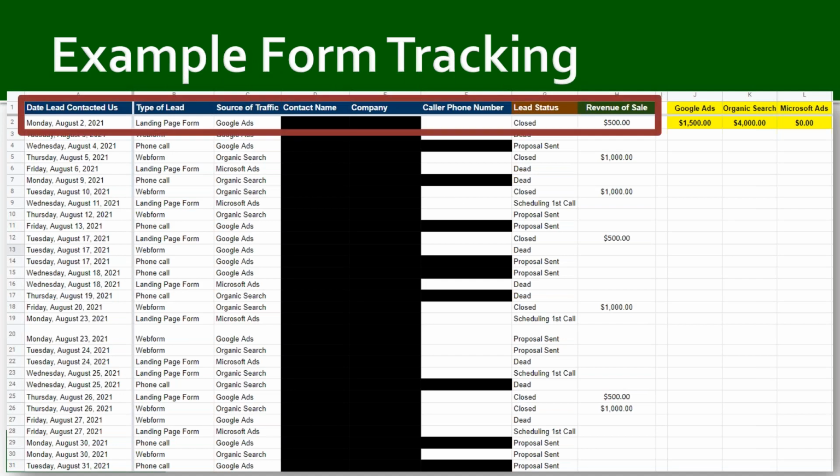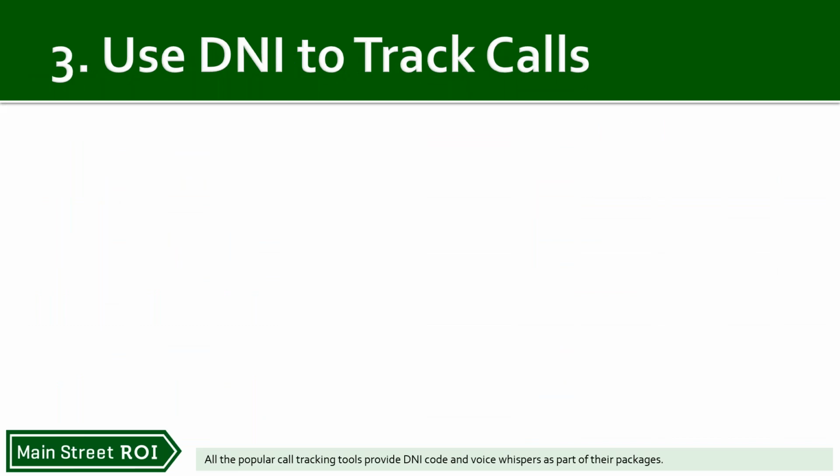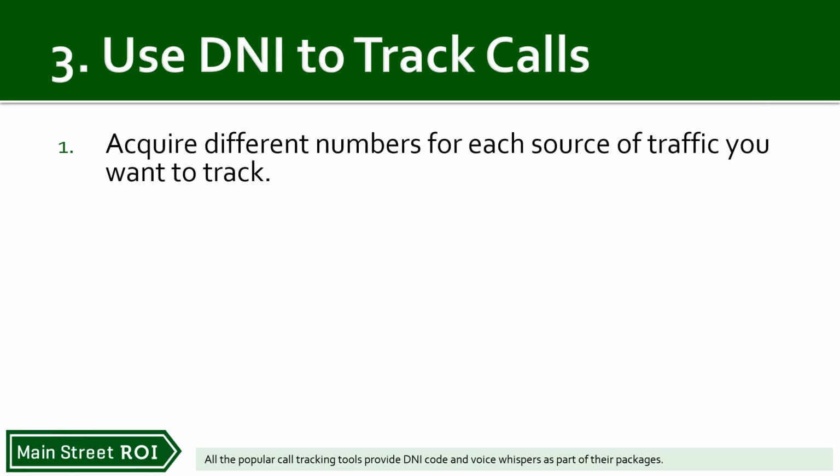So again, just going back to the tracking sheet here, here's an example of a form lead that came from the source of traffic was Google Ads. And then I mentioned for tracking your phone calls, you want to use dynamic number insertion. The way that works is you're going to acquire a different number for each source of traffic you want to track. So you'd have an SEO phone number, a Google Ads phone number, and maybe an email marketing phone number.